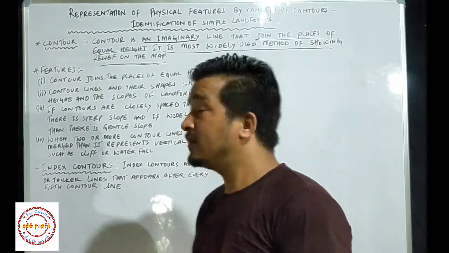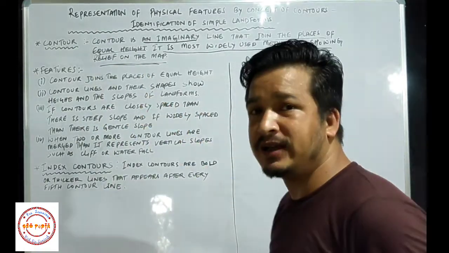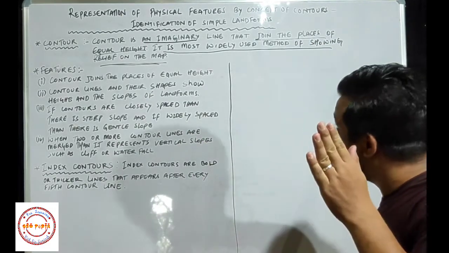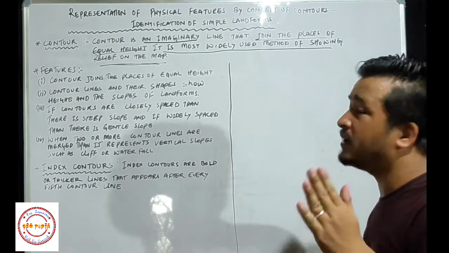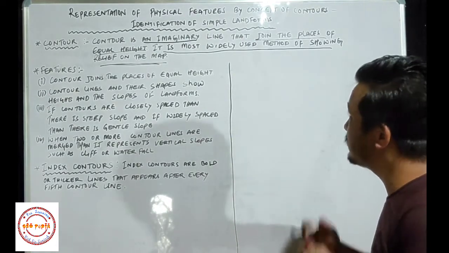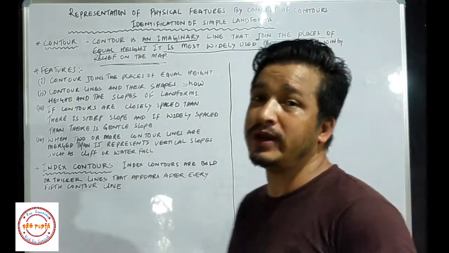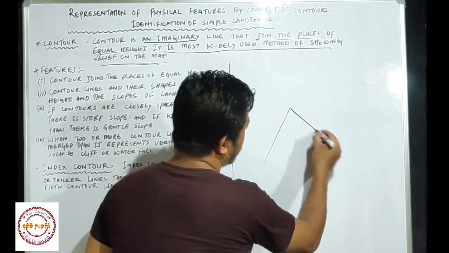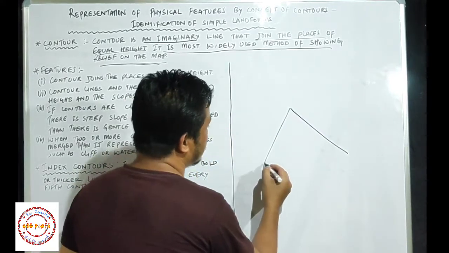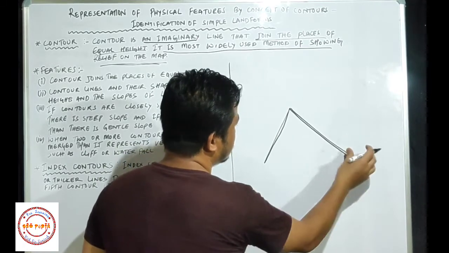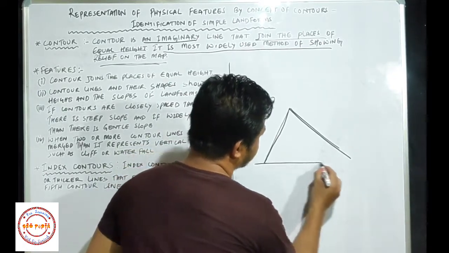So again I am telling you what is contour. Contour is an imaginary line and it joins the places of equal height, and it is the most widely used method of showing relief on the map. Here in this way you can understand the things. Suppose we have one hill.